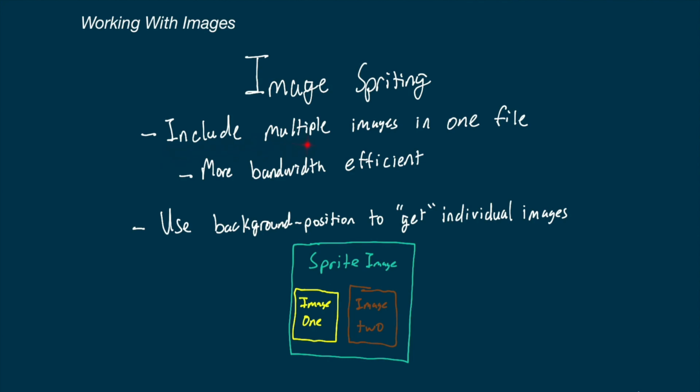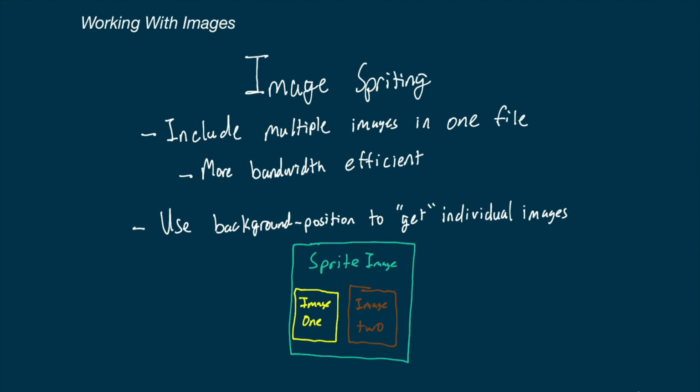And this is the process of including multiple images in a single image file and then splitting up that file on the client before displaying it to the user. Since the client needs to download fewer files, this can be a great option to be more bandwidth efficient, but at the same time, it can make the code less readable, so there's definitely a trade-off.